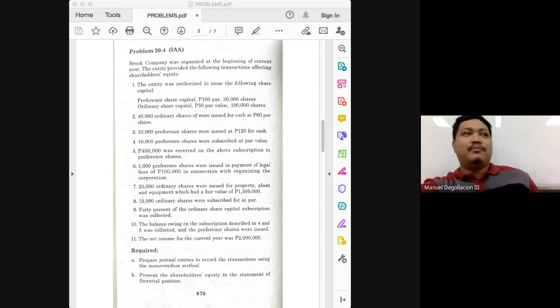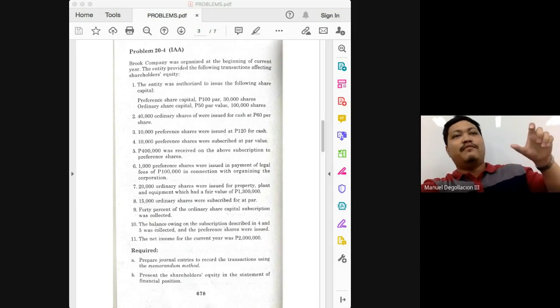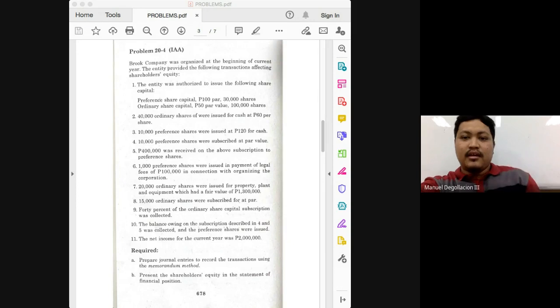Okay, this is not a good problem to highlight my point. The 1,000 approximates the par value. If the price, class, was greater than the par value, then the common mistake would have been to credit everything to the share capital. But here it so happens that the value of the services being paid for approximates the par value. So our entry here will simply be debit legal expenses and credit preference share capital in the amount of 100,000.